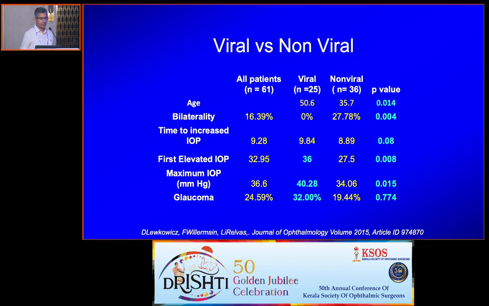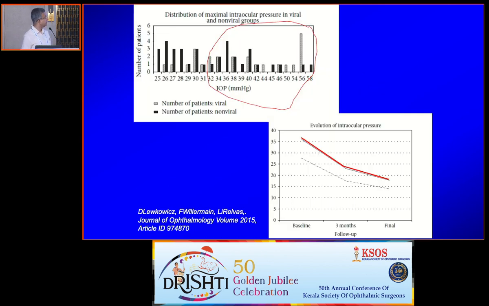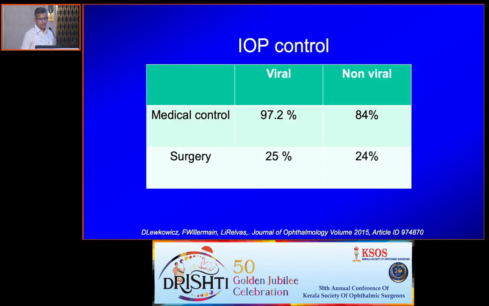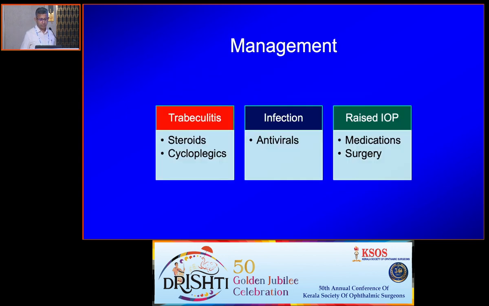So if you identify them, and this is individual patients, you can see that most of them had higher IOPs than the patients who had non-viral etiology. In terms of control, medical control is also a little easier in viral, provided you start the antivirals, and surgery rates are similar in both. So the management is three-pronged.